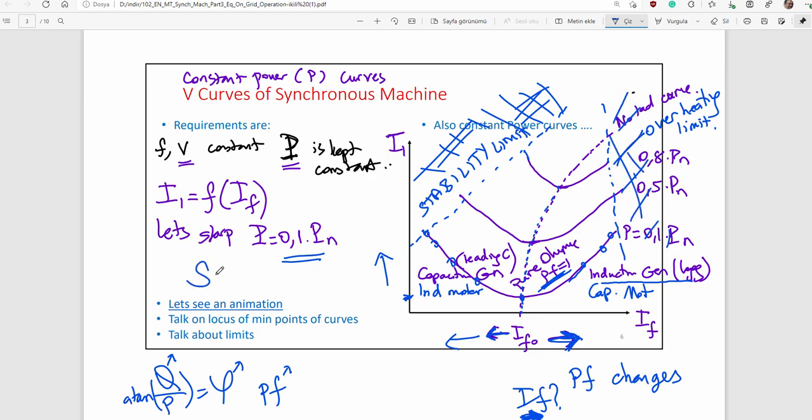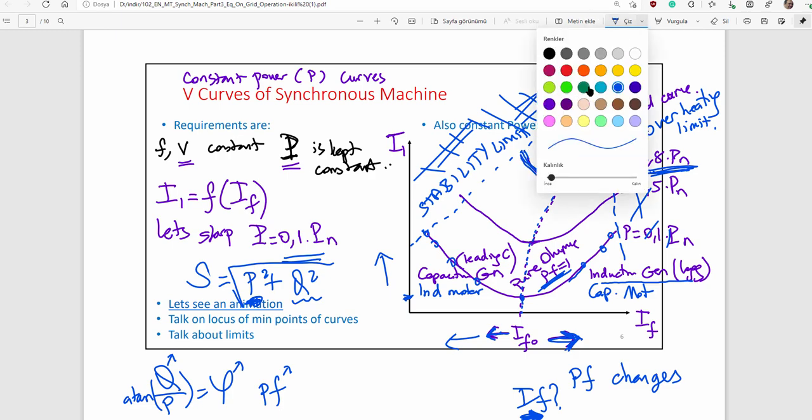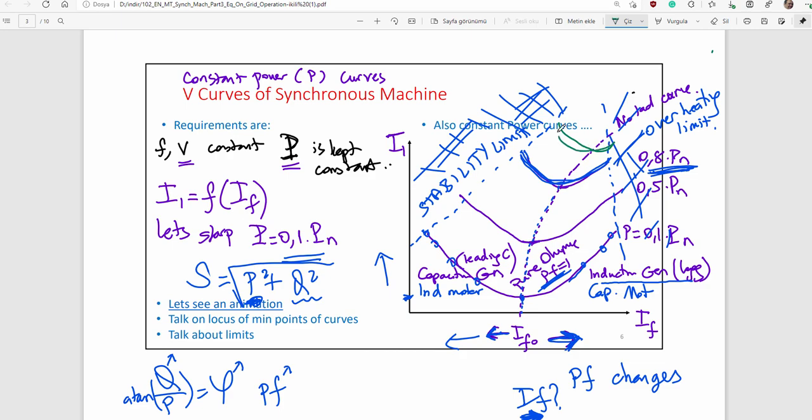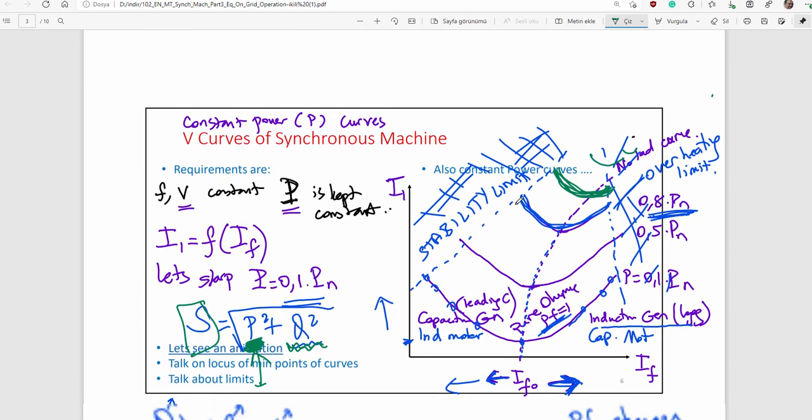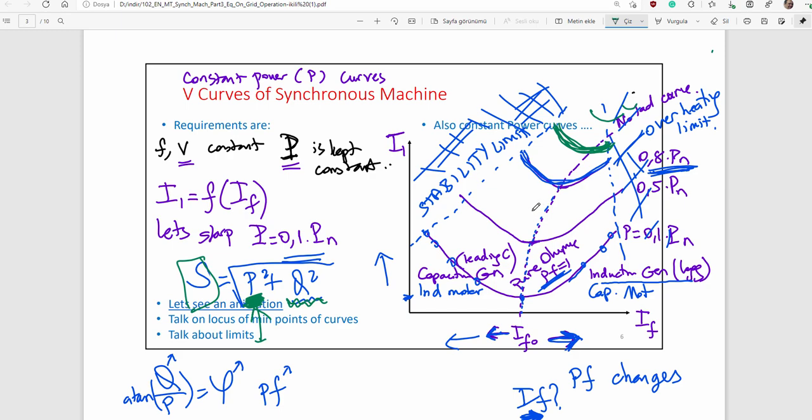You also know that synchronous generators can deliver power and reactive power. So if power capability increases, there is a smaller range for the reactive power. Here you see a smaller moving area for the reactive power. Here would be a narrow band for the reactive change. That is the V curves or constant power curves of a synchronous machine.